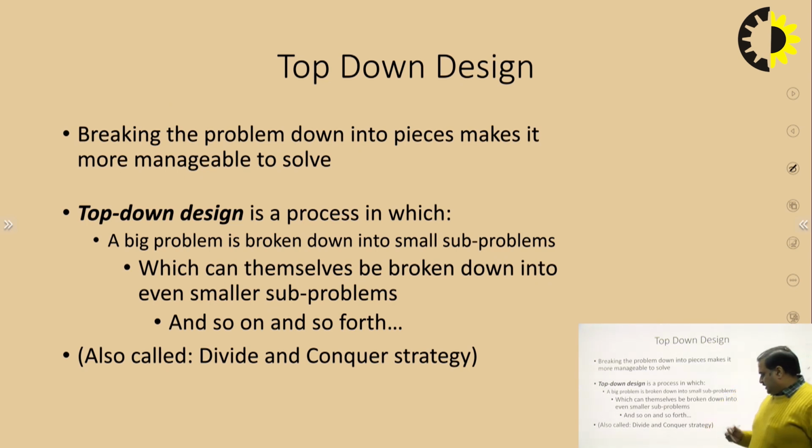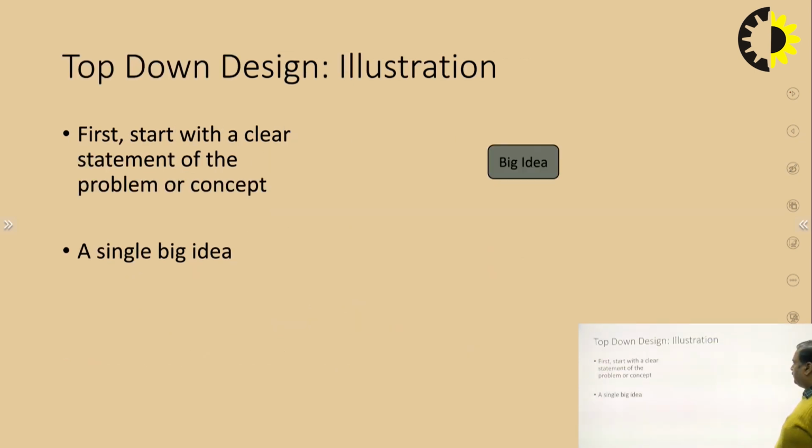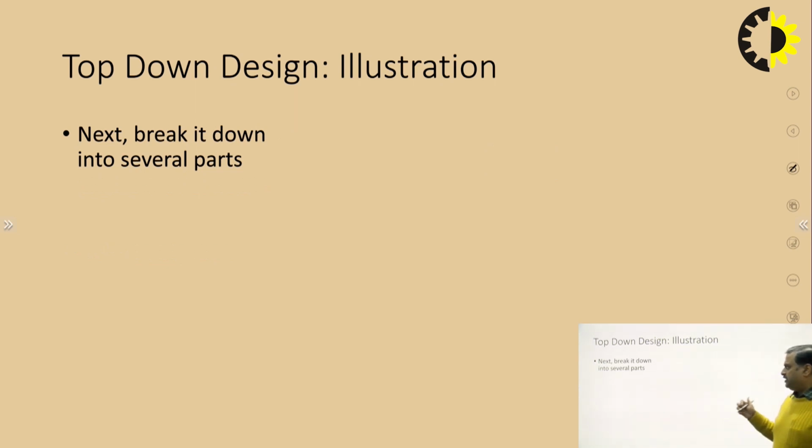We can follow this strategy in computer programming also. First we start with a clear statement of the problem. As I already told you, the problem statement needs to be defined very efficiently. We take this problem statement as a single big idea which is going to solve one of our problems. And we try to divide this problem definition into smaller parts. So we will break it down into smaller parts like this.